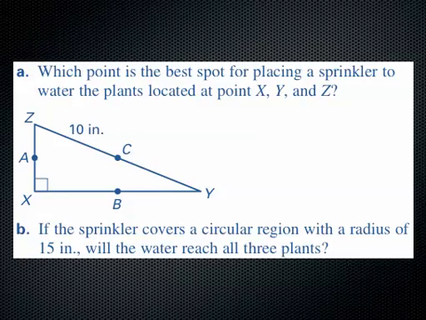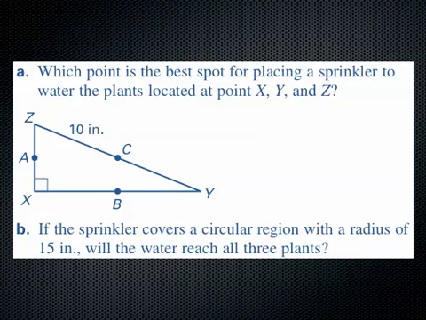The next example says, which point is the best spot for placing a sprinkler to water the plants located at points X, Y, and Z? If you look at this diagram, we have point A, point B, and point C. Remember that we just said that the circumcenter is equidistant from the vertices, which, if you look at X, Y, and Z, those would be the vertices of the plants' locations.